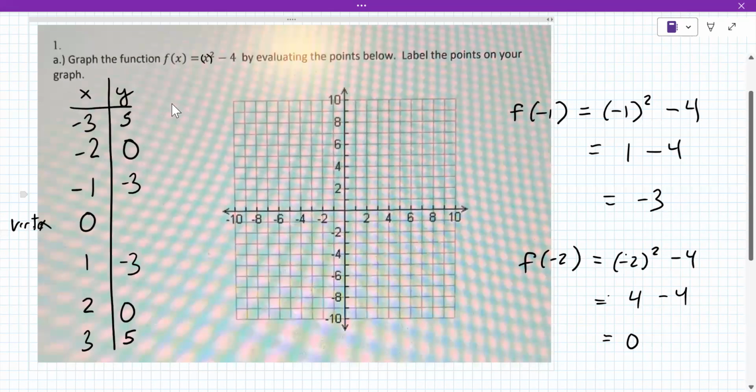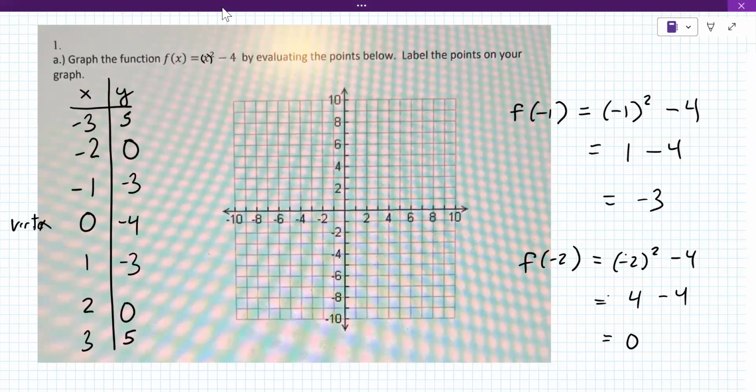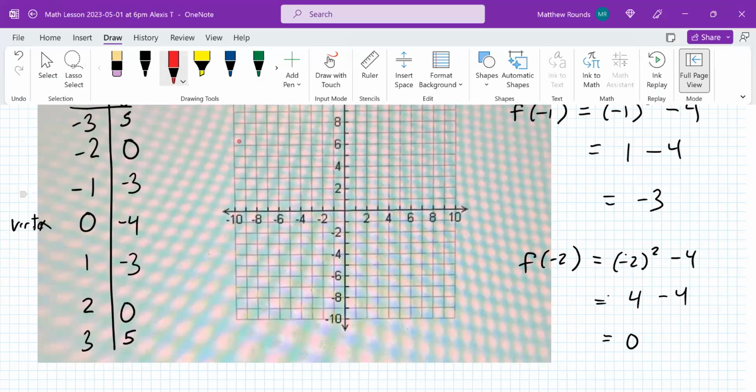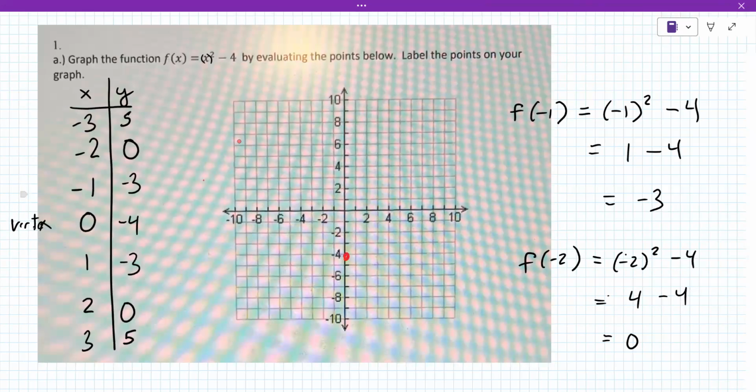So that final point is -4. I'm going to graph this here for you. 0, -4; -1, -3; 1, -3. Notice that those points are right across from each other. Then when we graph 2, 0; -2, 0; and then 3, 5; -3, 5, something like that.